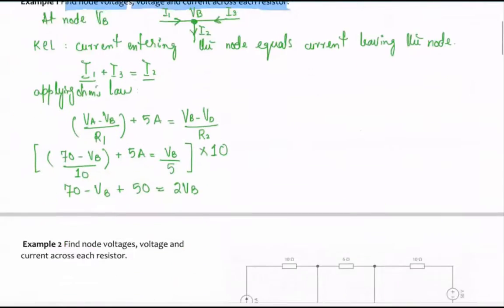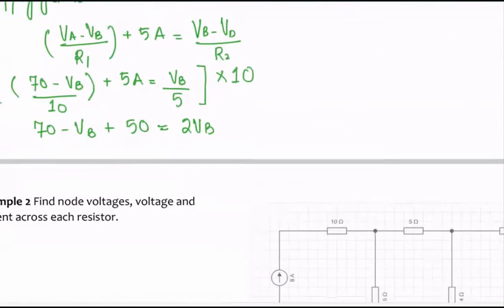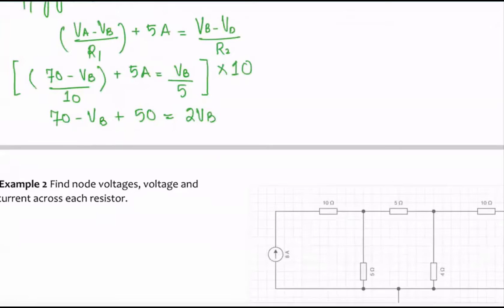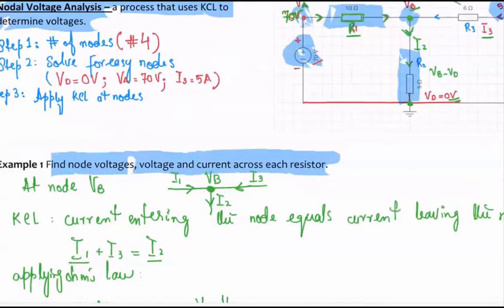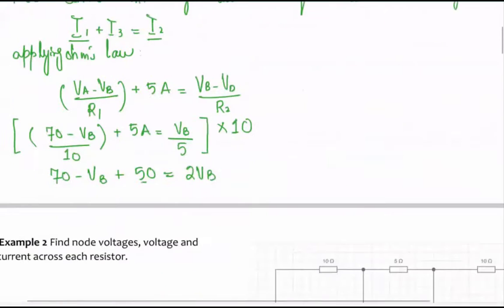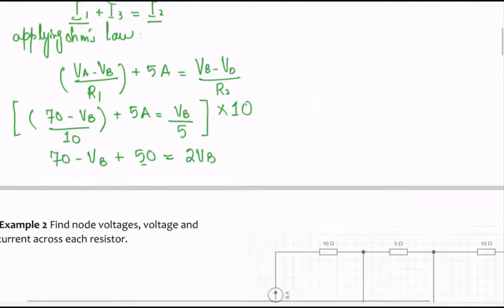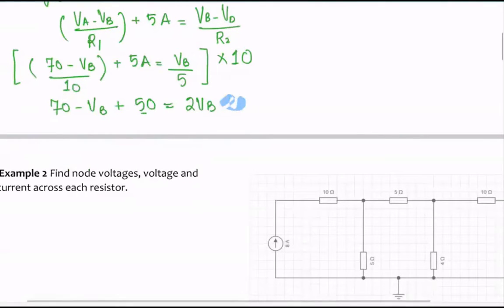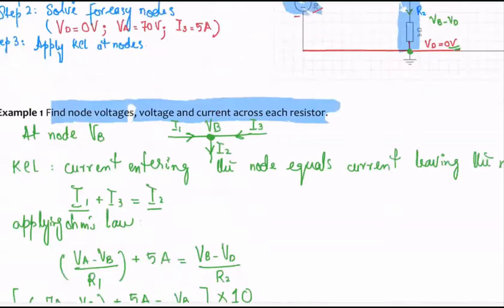Right? And then 10 times 5 is 50, so I get, and then this 5 right here and this 10, if you do the math, you get 2 VB there, correct? Okay, all right, so I got this equation right here. I'm gonna play around such that I take the VB on the right hand side.